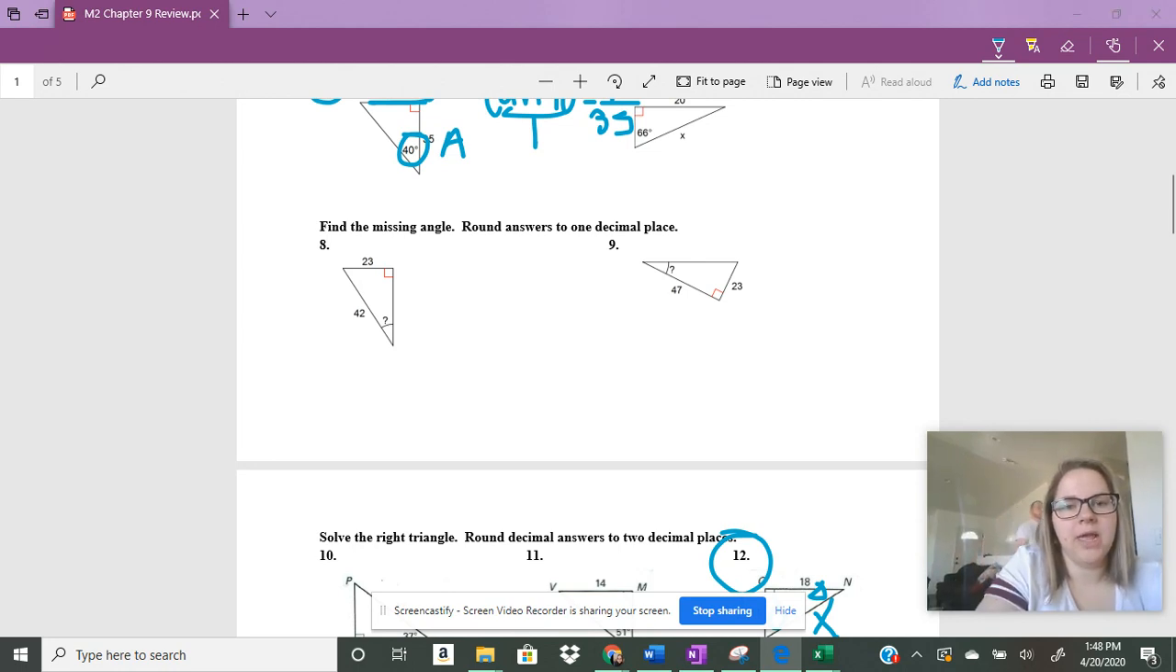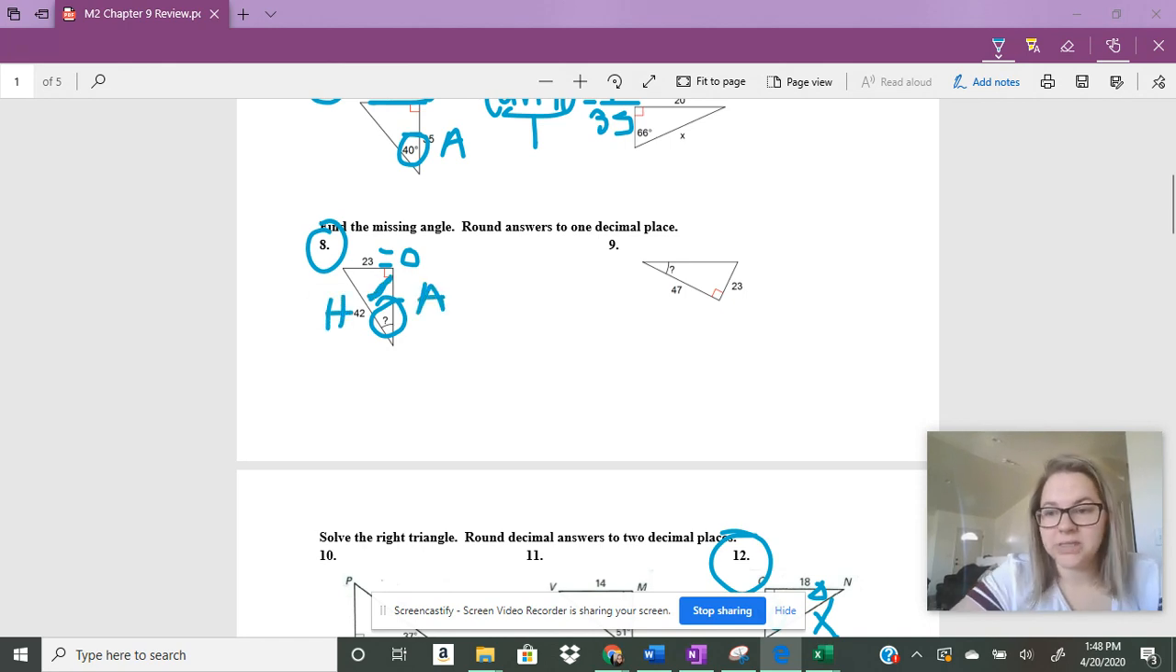Okay, to find the angle on number 8 here, it's having me find this question mark. So let's label all the sides of my triangle. This is my opposite side. Since this is across from my 90 degrees, this would be my hypotenuse, and this would be my adjacent side.